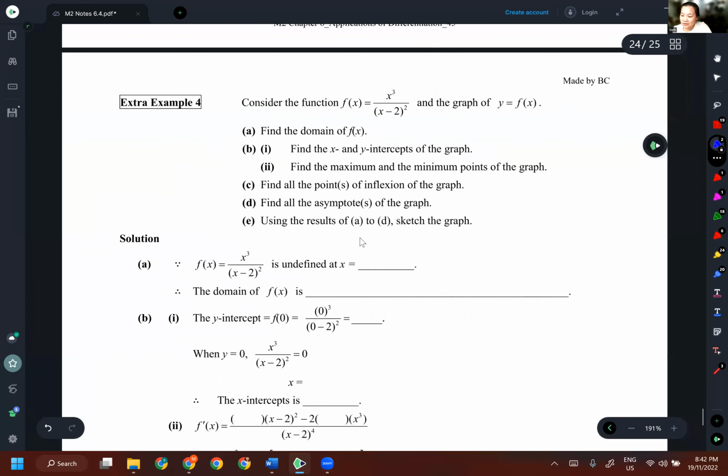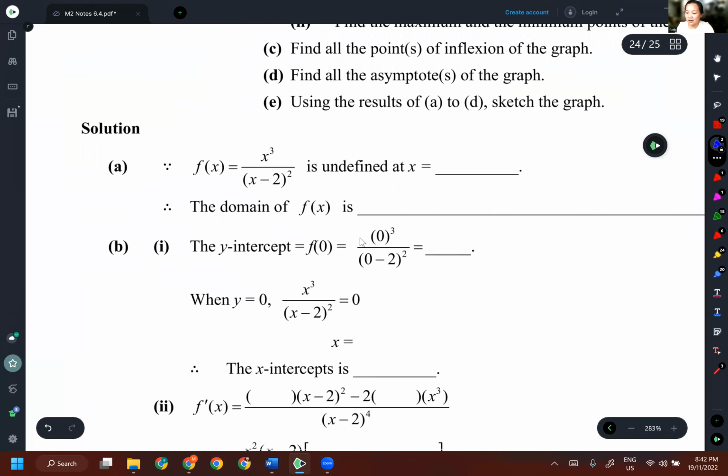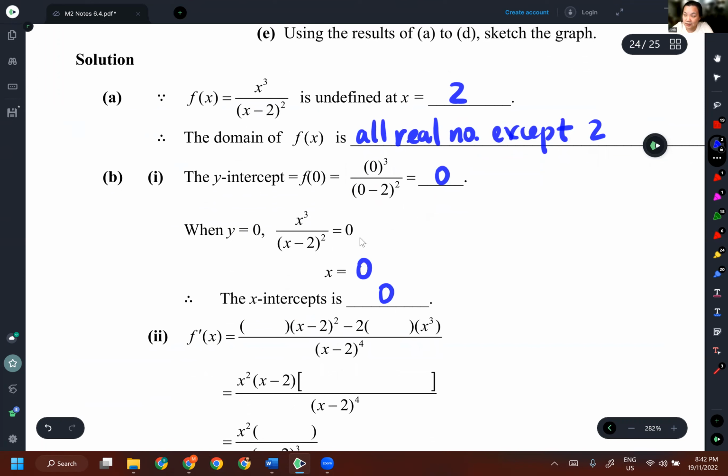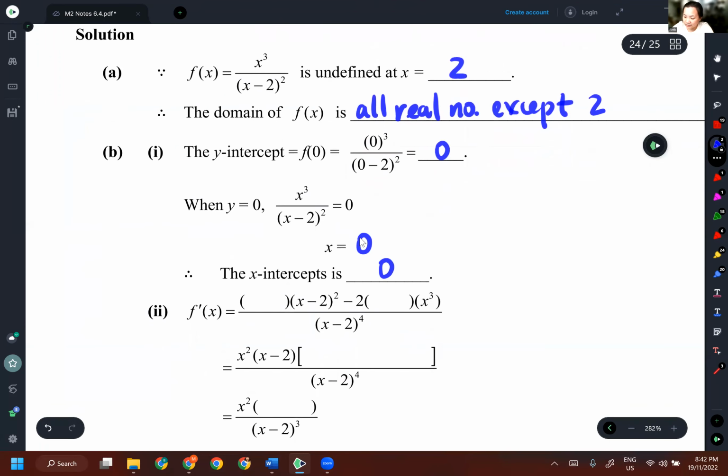So consider the function f of x equals x cubed divided by (x minus 2) squared, and the graph of y equals f of x. The domain and everything. Undefined. All real numbers except 2. Y-intercept, x-intercept. Okay. First derivative.